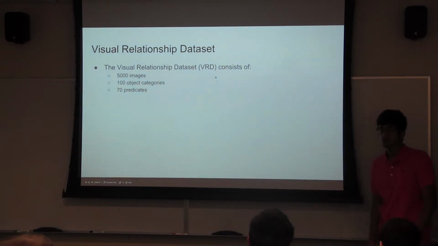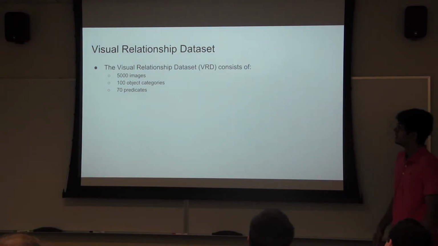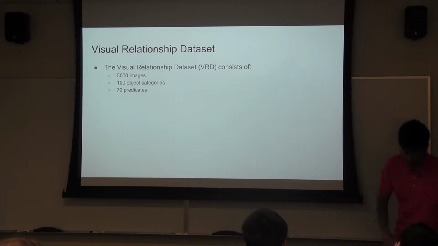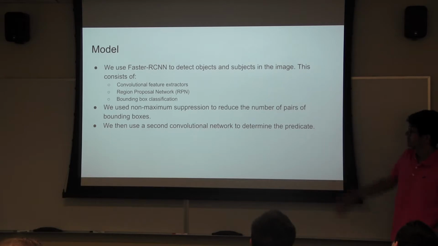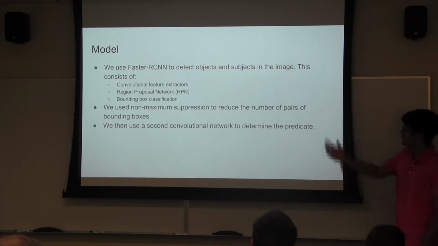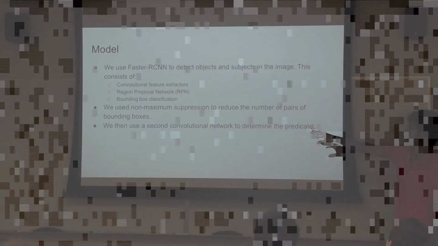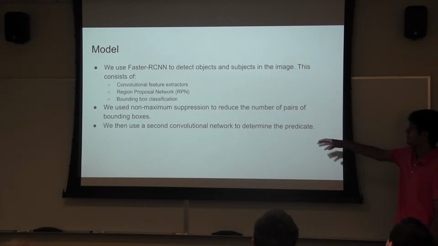Okay, so for the purposes of the project, I used the Visual Relationship Dataset, which was developed at Stanford. It consists of 5,000 images, 100 object categories, and 70 common predicates. And this was basically the model I used. I used the Fast R-CNN model to extract object bounding boxes, and then used a neural network to classify the objects on the basis of predicates.